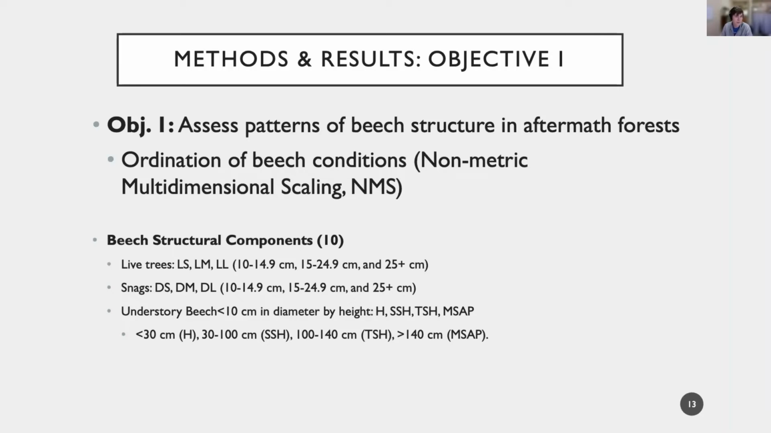We had 4 classes, so anything less than 30 centimeters was in the herb layer, H. Between 30 and a meter was small shrub layer. Between a meter and 140 centimeters was tall shrubs, and anything that was less than 10 centimeters in diameter but more than 140 centimeters in height, we called a sapling or a medium sapling.